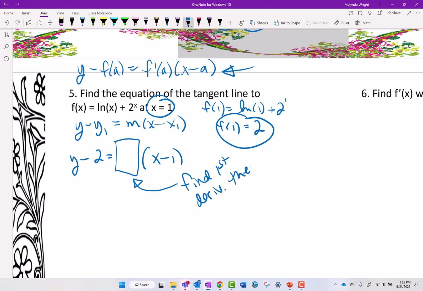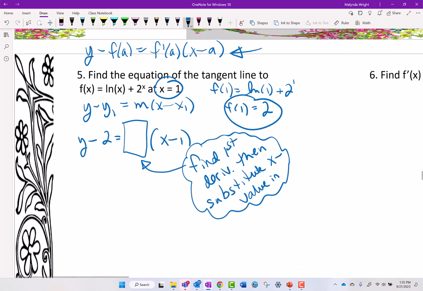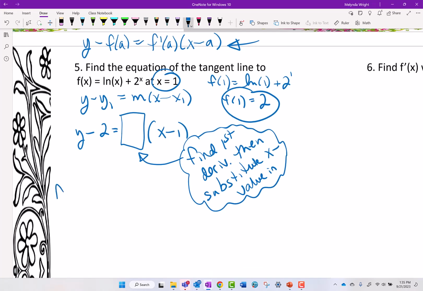then substitute the x value in. Okay, that's what we're doing. And that's going to give us our slope. Okay, so f prime of x.